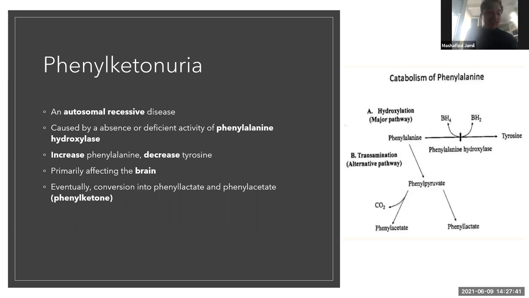Continue. Caused by the absence or deficient activity of phenylalanine hydroxylase. So, from the diagram that I've provided, the major pathway for the catabolism of phenylalanine is phenylalanine converted into tyrosine by phenylalanine hydroxylase. But when there is a deficiency of this enzyme, the major pathway is disrupted and it favors the alternative pathway, in which phenylalanine is converted into phenylpyruvate. Eventually it will cause an increased phenylalanine but decreased tyrosine. This disease affects the brain the most because tyrosine is needed in the production of neurotransmitters.